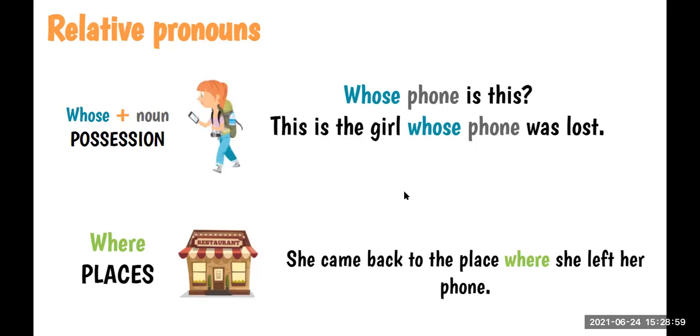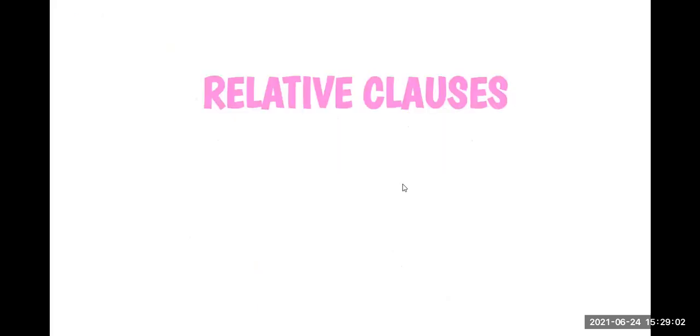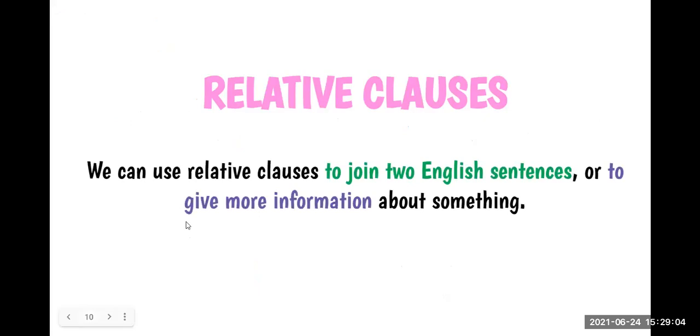Okay, so then we are going to talk about relative clauses. Okay, so we said that relative clauses is a group of words with a subject and a verb, and this group of words start with a relative pronoun, right? We can use relative clauses to join two English sentences or give more information about something. Para unir dos oraciones o para dar más información sobre algo. Por ejemplo, I bought a new car. It's very fast. Aquí tengo dos oraciones y las voy a unir en solo una.